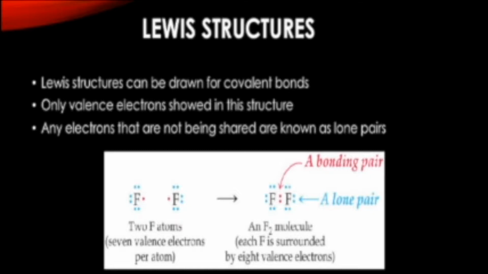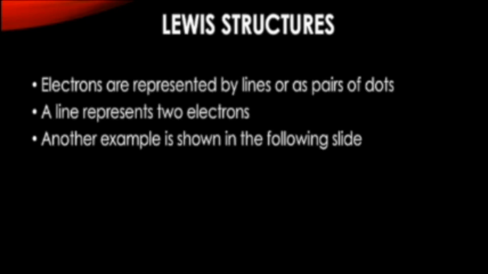So when these 2 fluorines bond, they will have a total of 6 lone pairs and 1 single bond. Basically, electrons located in the middle of 2 atoms are bonds. Any electrons left that are not being shared are known as lone pairs. So with this particular example, we have 1 single bond and a total of 6 lone pairs of electrons. To reiterate, electrons are represented by lines or pairs of dots in a Lewis structure. A line will represent 2 electrons and is usually used to show a bond, while a pair of dots is usually used to indicate a lone pair.